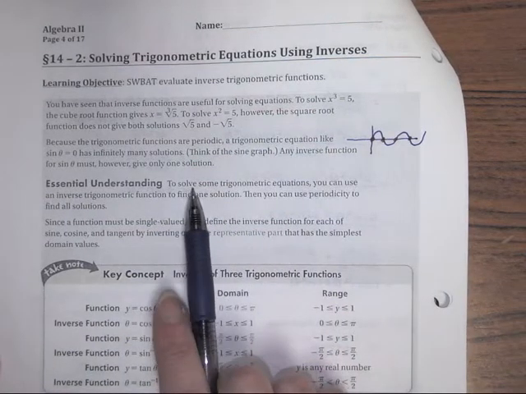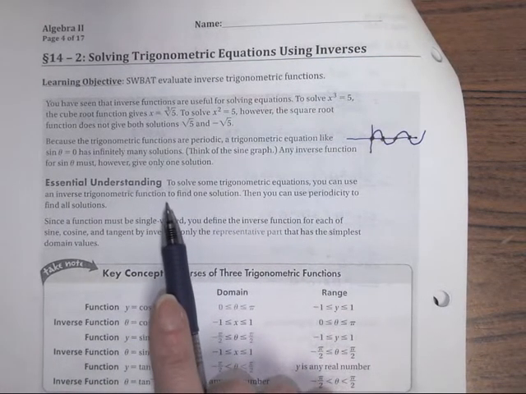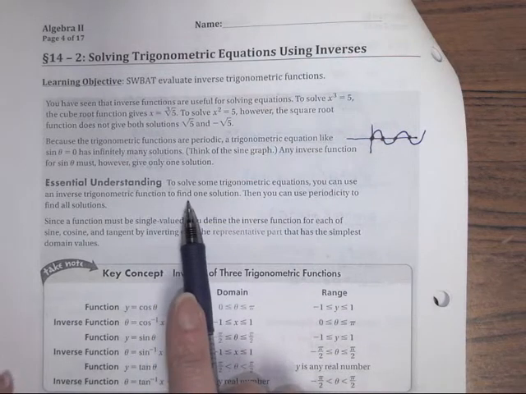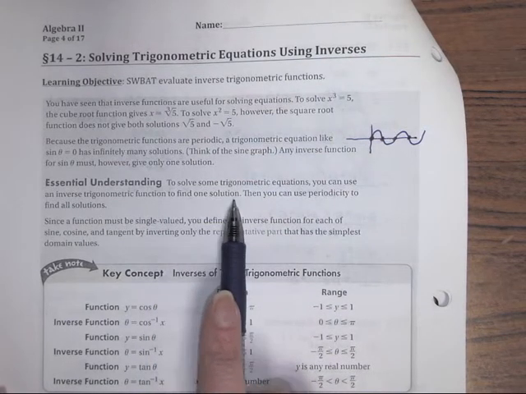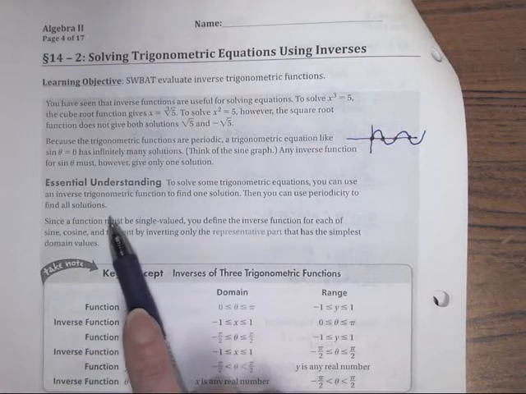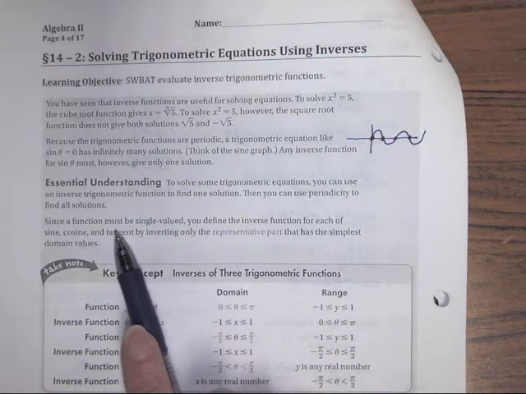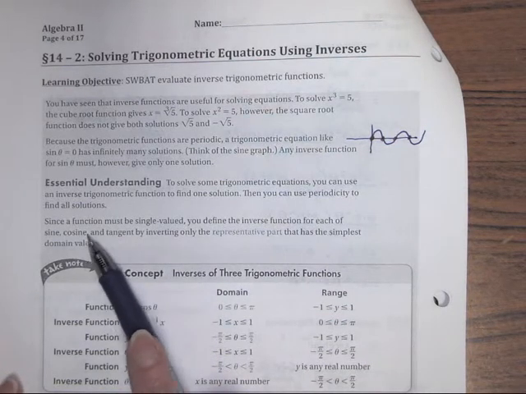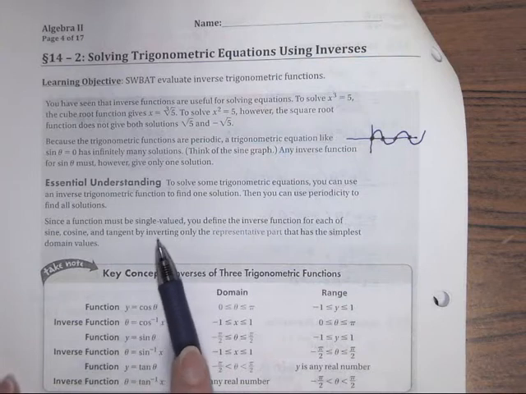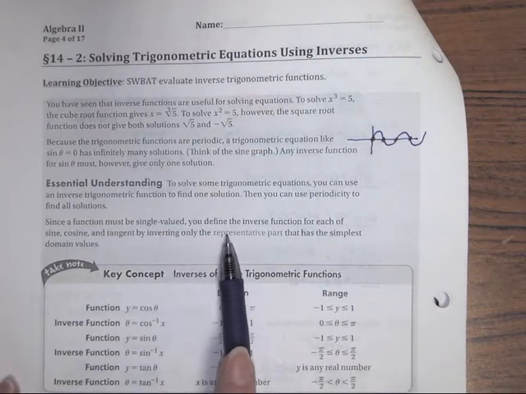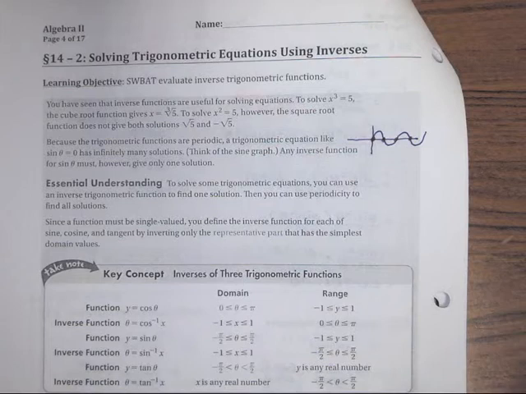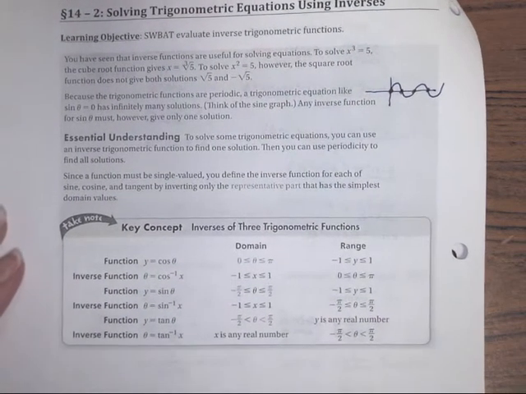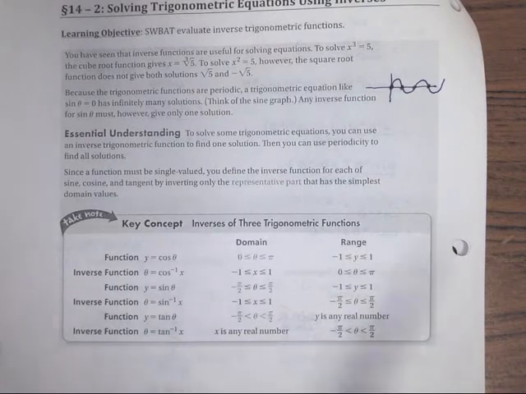So to solve trigonometric equations, you can use an inverse trigonometric function to find one solution. Then you can use periodicity to find all solutions. Since a function must be single-valued, you define the inverse function for each sine, cosine, and tangent by inverting only the representative part that has the simplest domain values. So hang on for a second here.